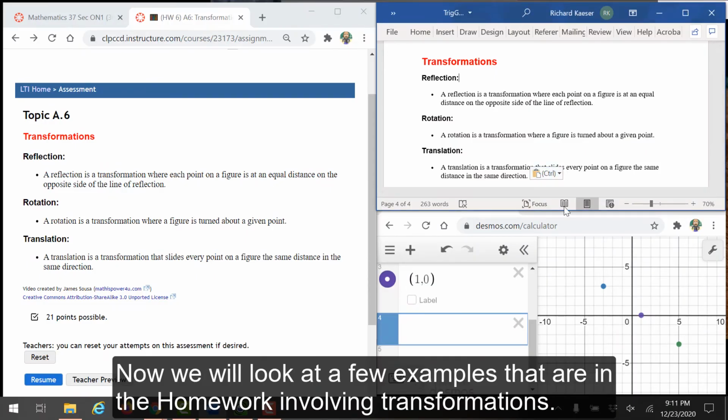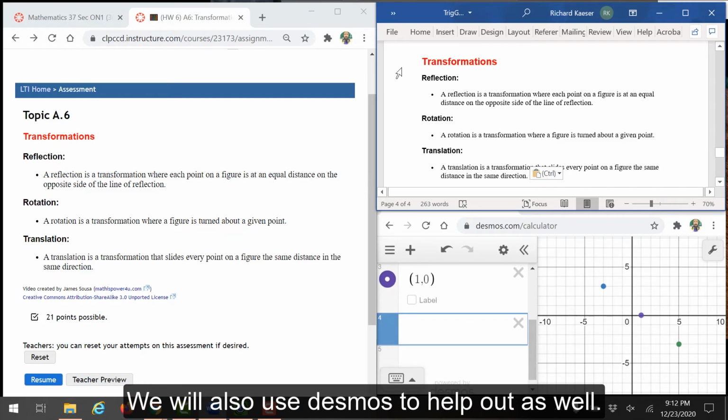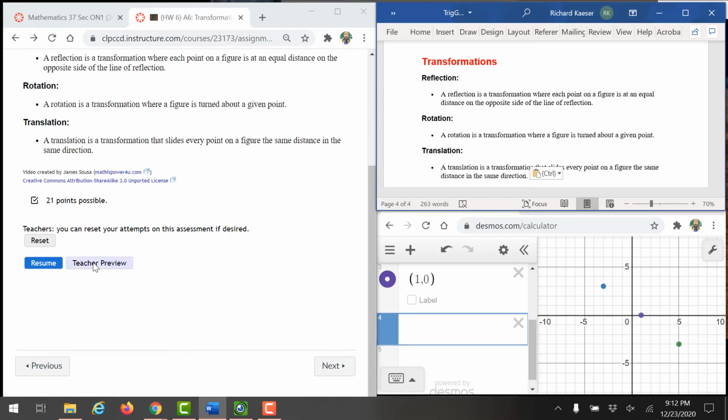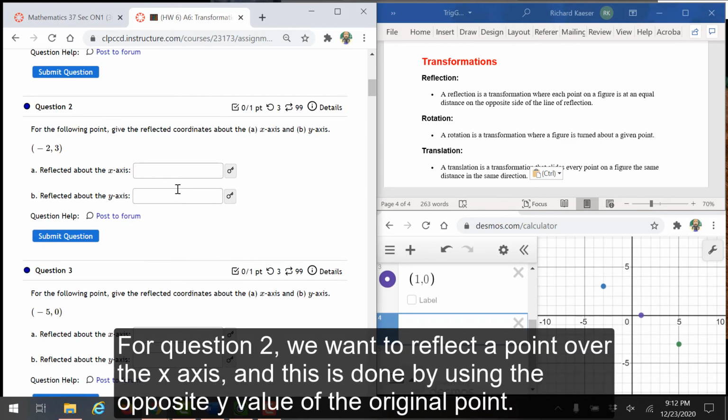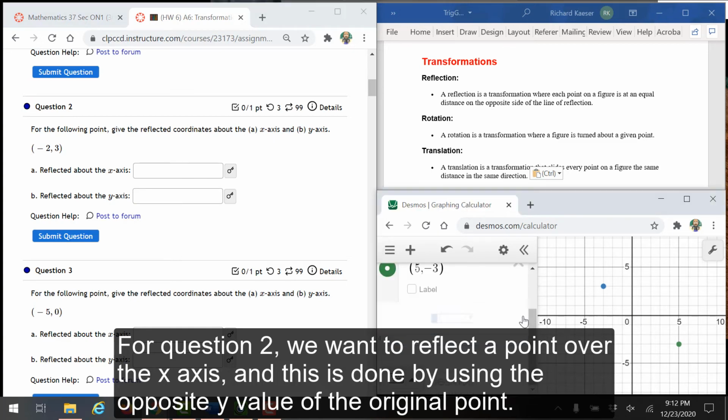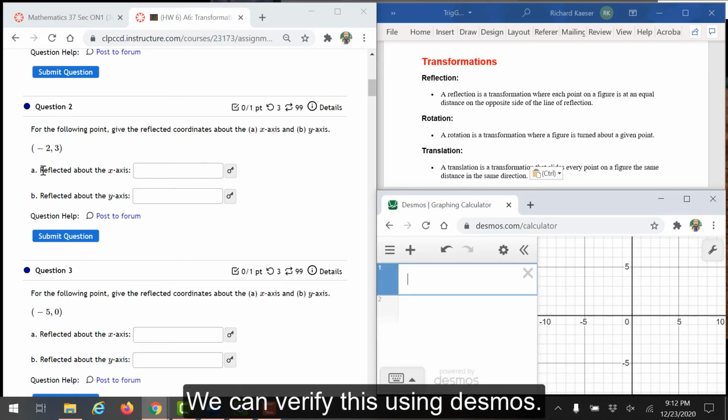Now we will look at a few examples that are in the homework involving transformations. We will also use Desmos to help us out as well. For question 2, we want to reflect a point over the x-axis, and this is done by using the opposite y value of the original point. We can verify this using Desmos.